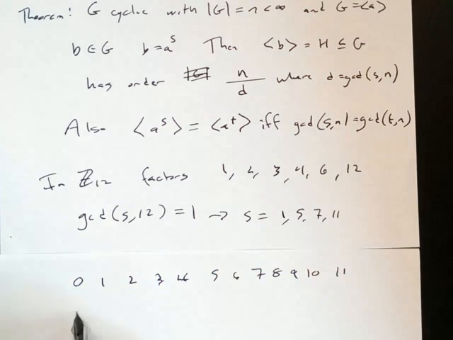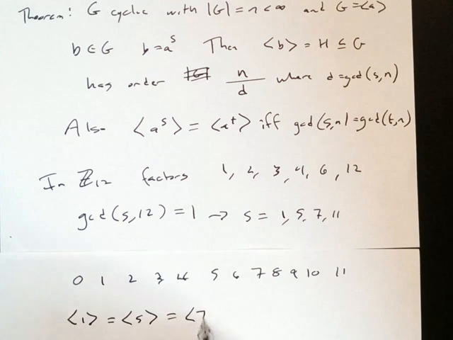Which means the subgroup generated by 1 has 12 things in it. So does the subgroup generated by 5. So does the subgroup generated by 7. So does the subgroup generated by 11. And that means those are all the possible generators of Z12. If you used 11, you'd count backwards around the clock. 11 to 10 to 9 to 8 to 7. Every time I add 11, I back up 1 hour.